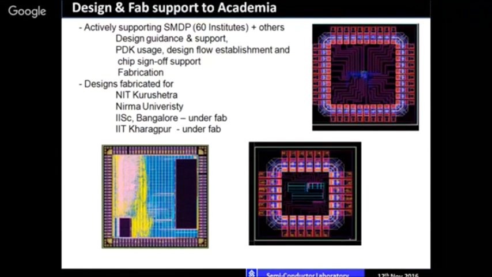And so these are some of the designs which academic institutions have designed: NIT, IISc Bangalore, IIT Kharagpur, then Nirma University. Some of these designs we have fabricated for them. I'm showing you some of those designs.